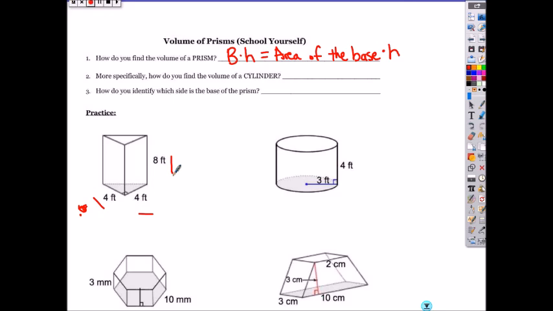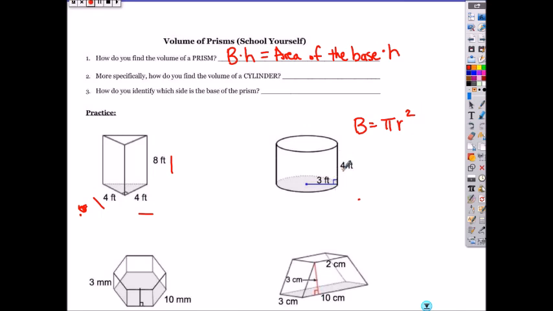Okay? What is the second figure? It's a cylinder, but it's like a prism, right? They have the same bases. So you have to find the area of the base, which is a circle. How do you find the area of a circle? Pi r squared, and then you multiply by its height.